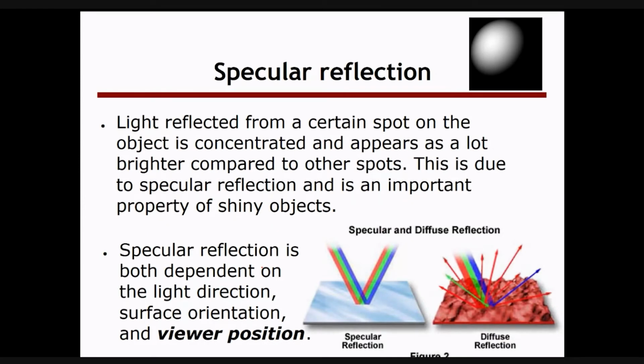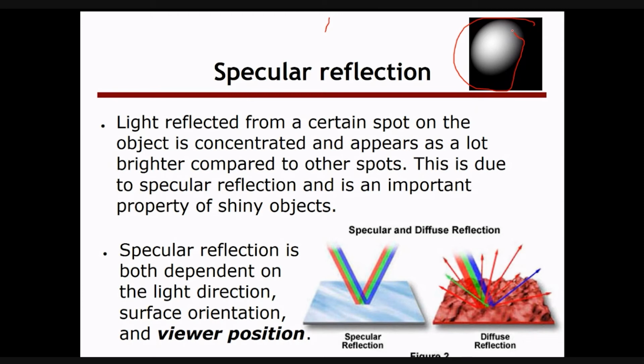And then the next thing that we have is specular reflection. As you can see at this particular point, this is the thing that it can display. Similarly, we can use specular reflection to display this kind of effect on our computer. So what is specular reflection? Light reflected from a certain point on the object is concentrated and appears a lot brighter compared to the other spots.